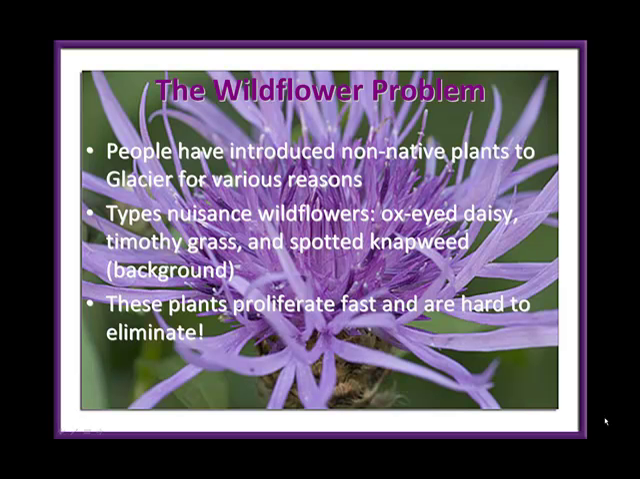The spotted knapweed and ox-eyed daisy have invaded the Norfolk prairies. These plants proliferate quickly and become almost impossible to eradicate from the region. They have a fibrous, strong root system that is very deep. It wipes out virtually every other plant that attempts to grow in the area.